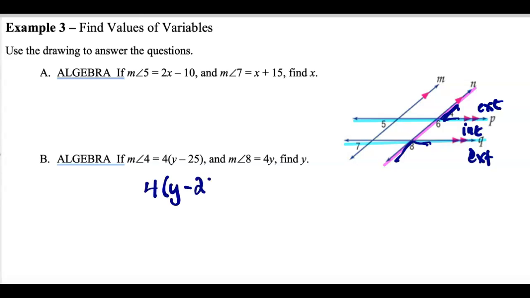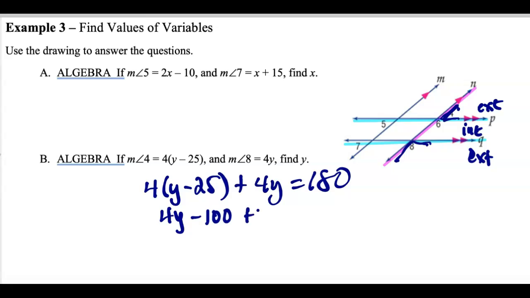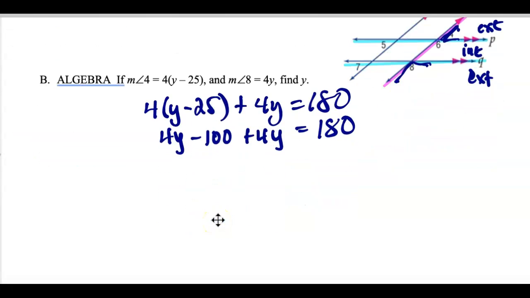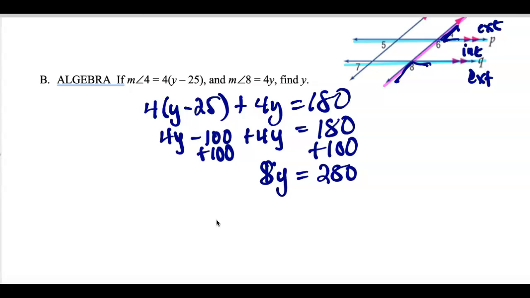So we have the equation, plus 4y is equal to 180. First, use the distributive property. We get 4y minus 100 plus 4y is equal to 180. We're going to add 100 to both sides. We get 8y is equal to 280. Then we divide both sides by 8, and we get y is equal to 35. Alright, I'd like you to just press pause, try to work out the next ones, and then I'll go over the answers with you.